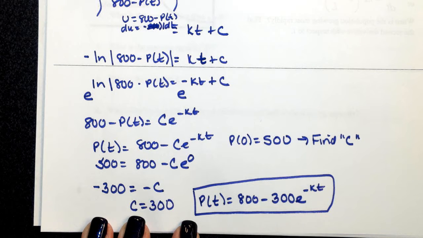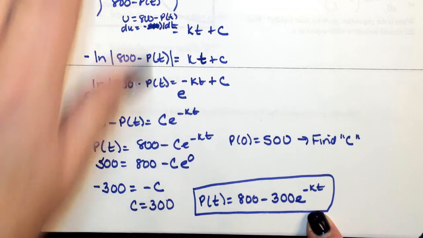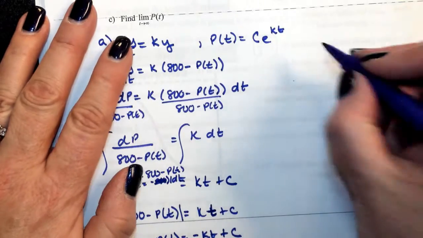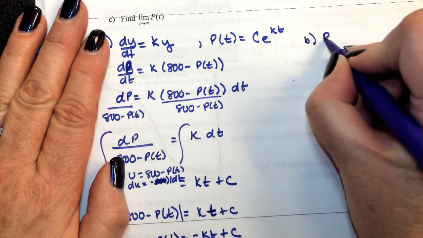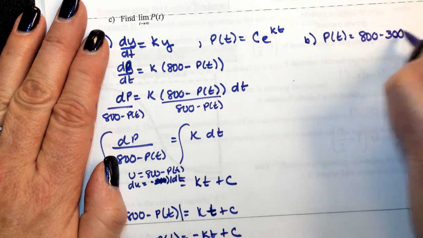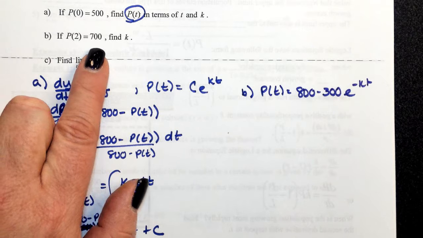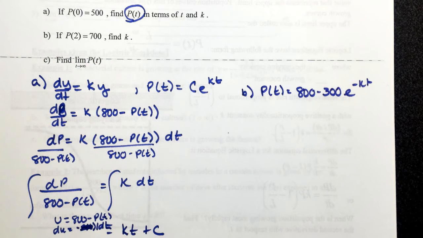So any questions on part A? Now that we have this function, you guys go ahead and do part B for me. So part B, now that I have my function p of t, 800 minus 300 times e to the negative kt, go ahead and find your k value for me using that p of 2 equals 700.